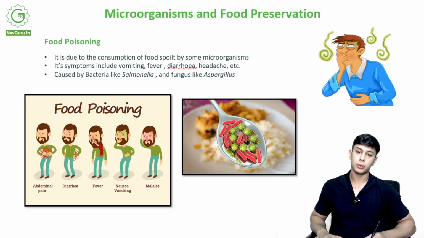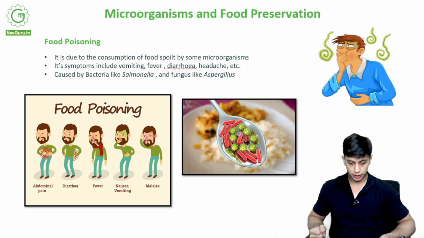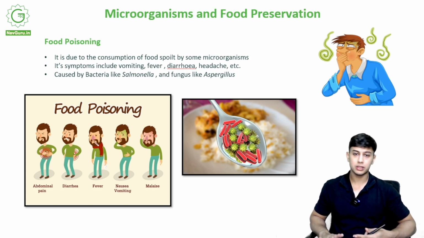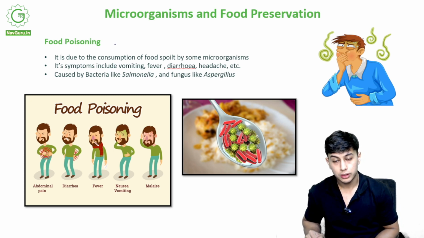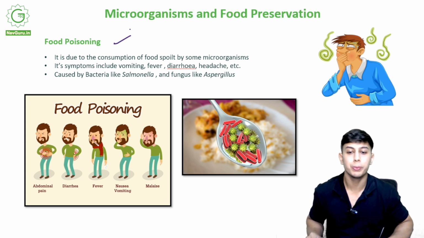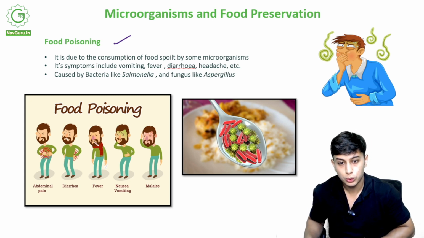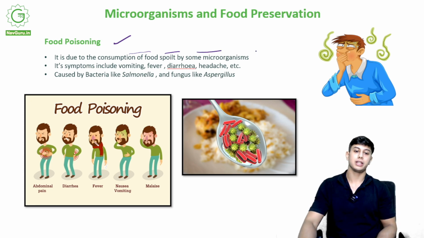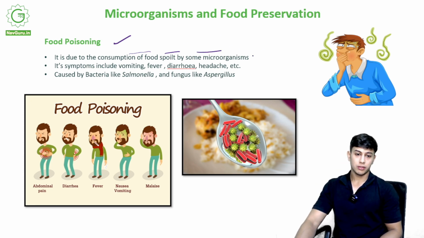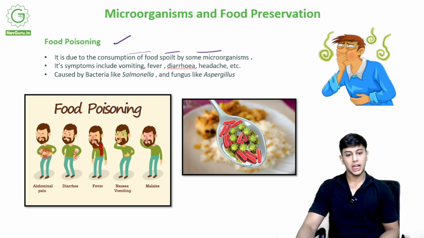This is one of the last and important topics, food poisoning. Now we know why we need to preserve food, but what will happen if we don't preserve that food and we eat something that has microorganisms in it? One thing that would happen is food poisoning. Food poisoning is due to the consumption of food spoiled by some microorganisms. A microorganism will act on the food and grow in number on it. If I eat that food, I will be sick.